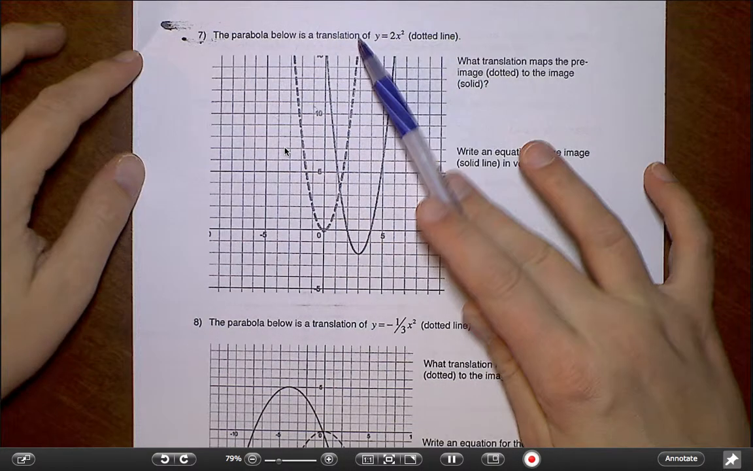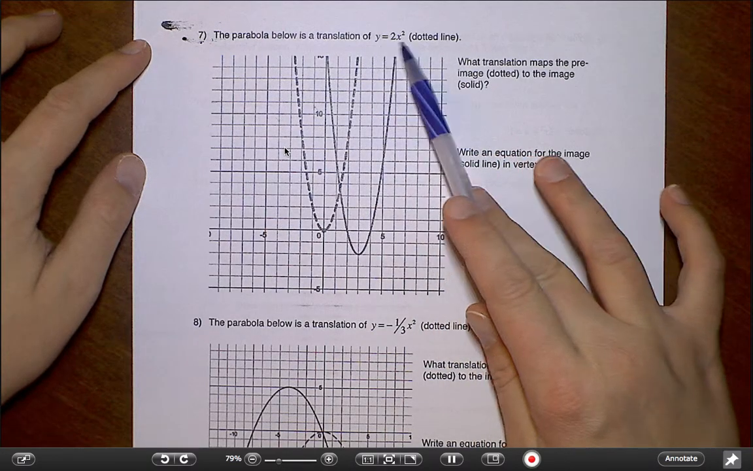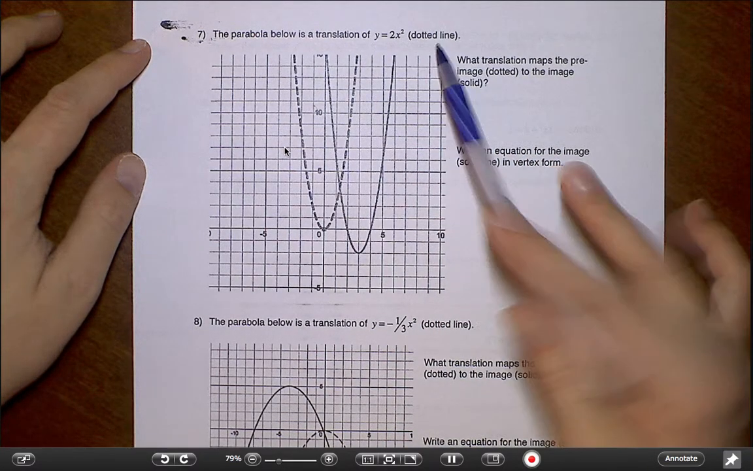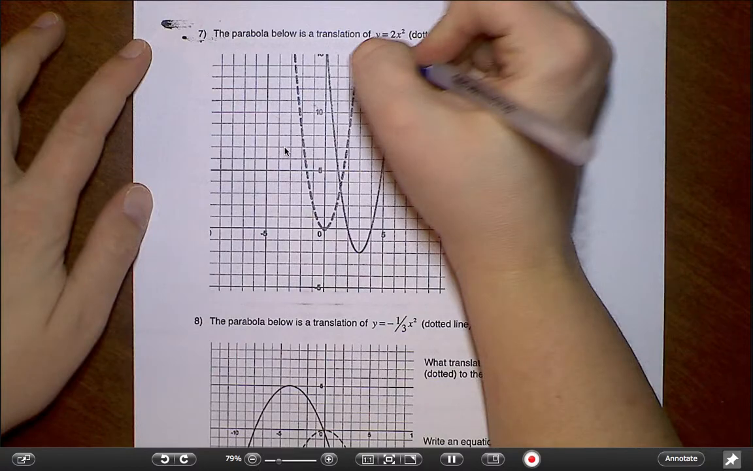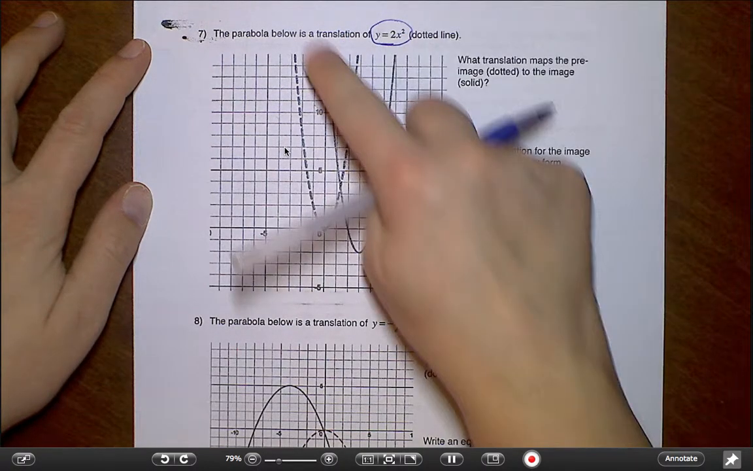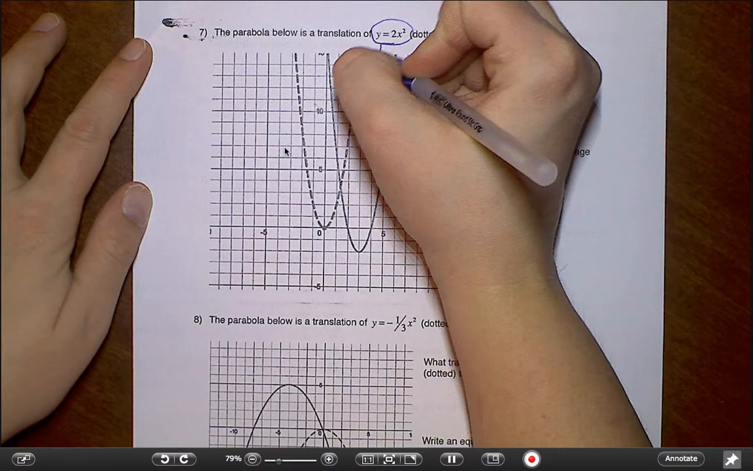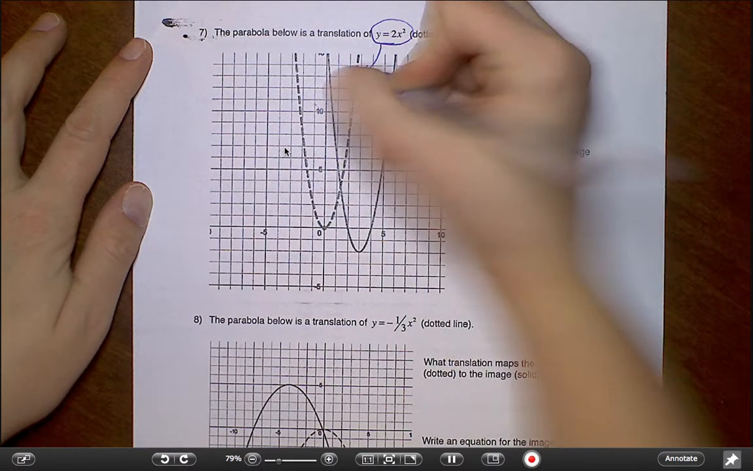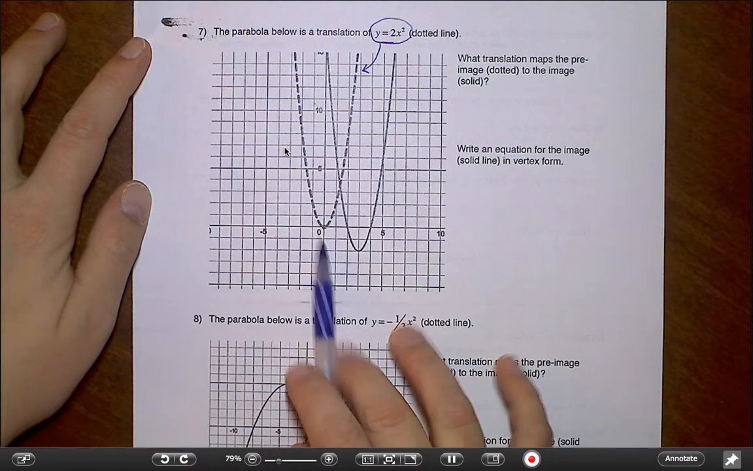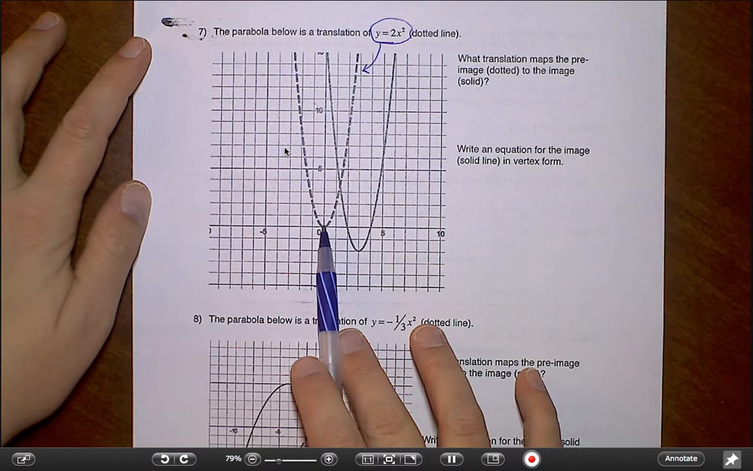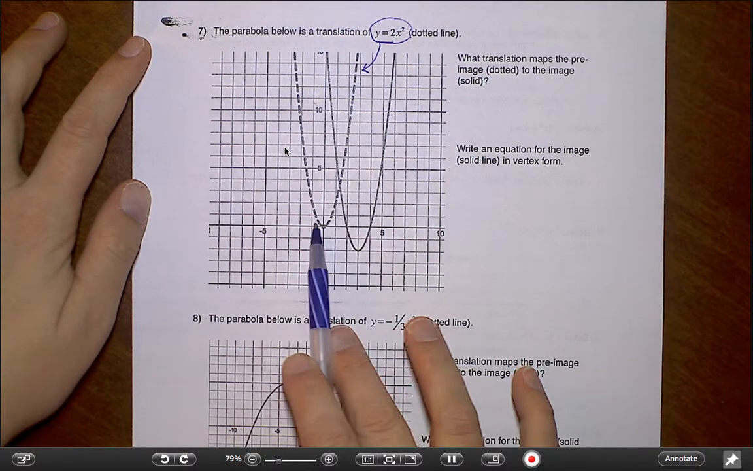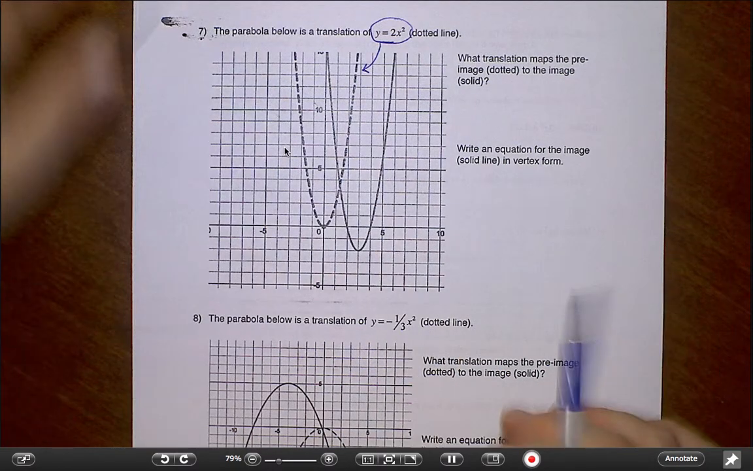It says the parabola below is a translation of y equals 2x squared. What this is trying to point out is this parabola, y equals 2x squared, is the one that's a dotted line. Okay, so this is referring to this one. And what I'm asking you here is what translation would I have to do to turn this one into this one? How far would it have to move and in what directions?